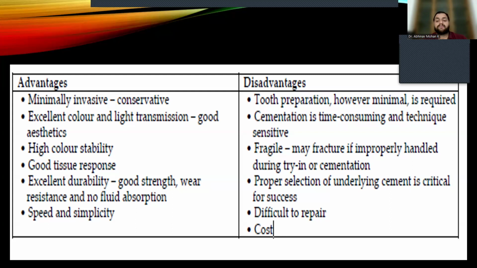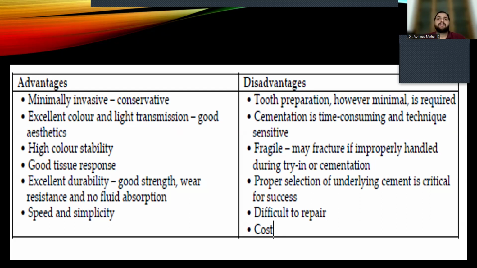At the same time, tooth preparation, however minimal, is required. Once you touch the surface of a tooth with an instrument, a permanent or irreversible change is going to happen to it. Cementation is time consuming and technique sensitive, since we need absolute isolation during the cementation procedure as well as total moisture control. It's also a skilled technique because the path of placement has to be very accurate. So that is another disadvantage.